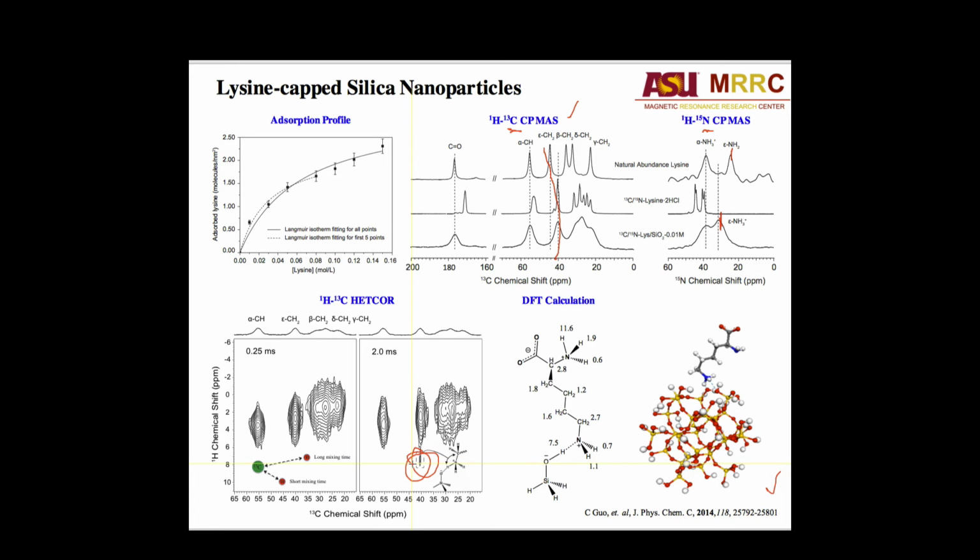So also we tried DFT calculations to get the simulated proton chemical shift of this kind of hydrogen bonding proton, and the result shows that the calculated chemical shift for this proton is about 7.5 ppm, which is very consistent with the experimental data.